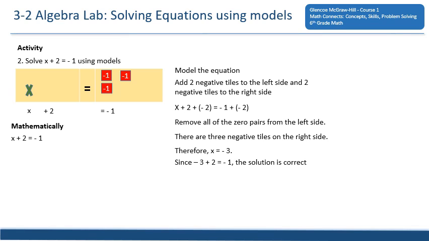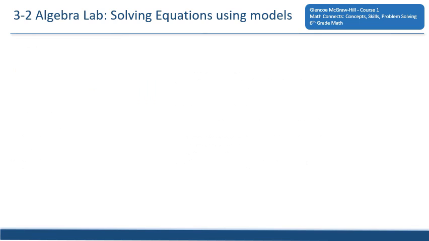So mathematically, x plus 2 equals negative 1. If we subtract 2 from each side, or add 2 negative tiles, we get x plus 0 equals negative 3, and x equals negative 3.